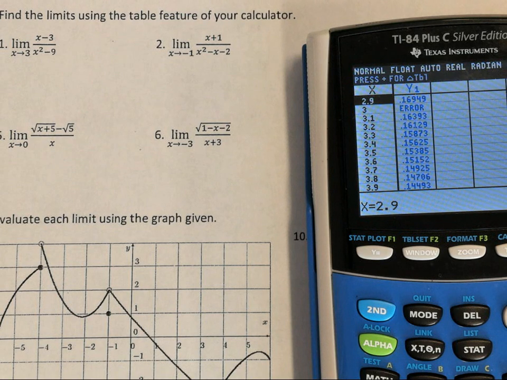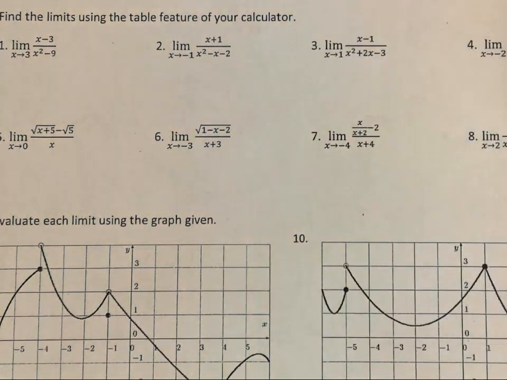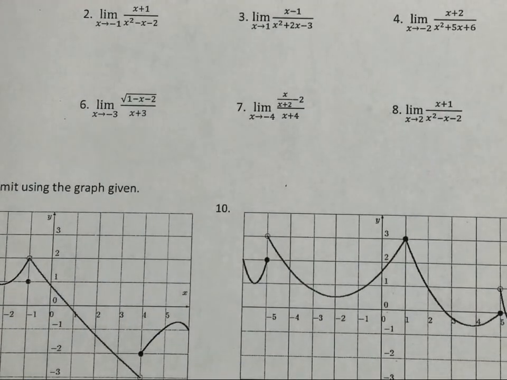Okay, number 3. All right, let's put this one in the calculator.